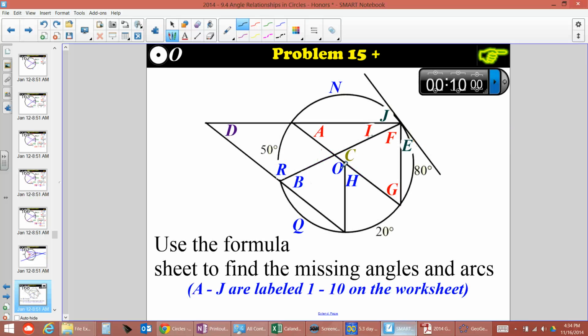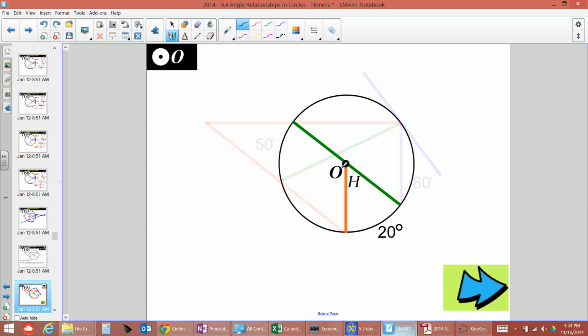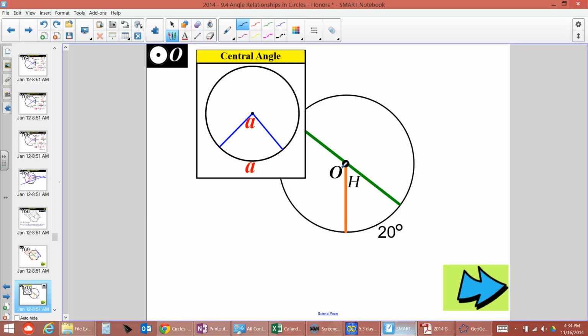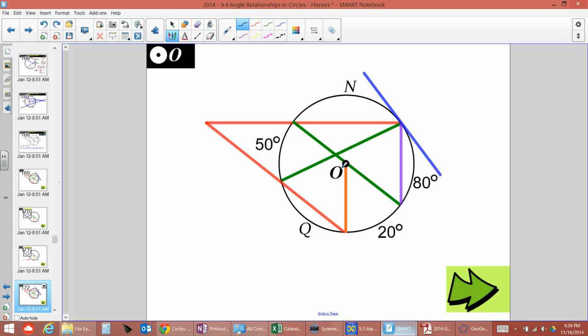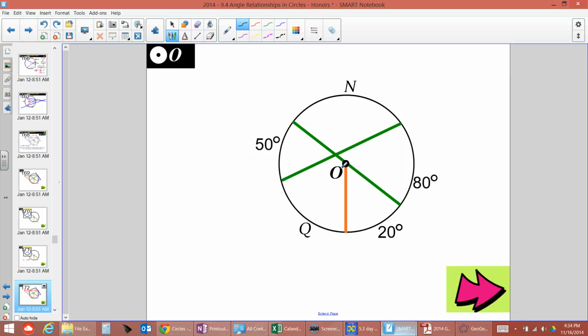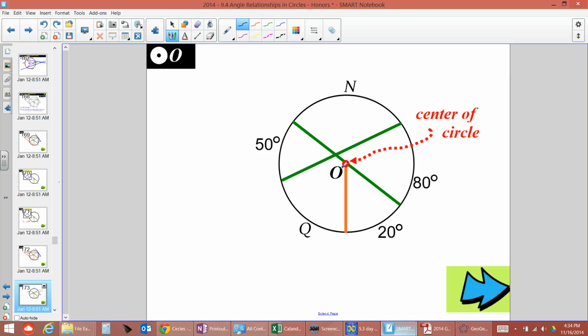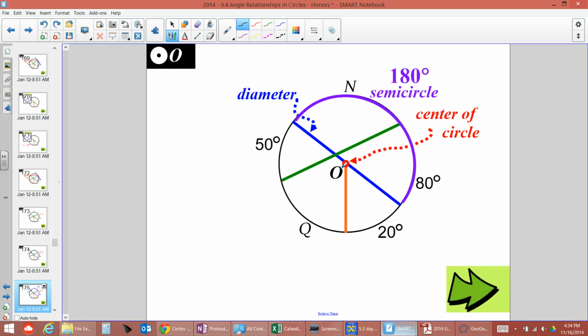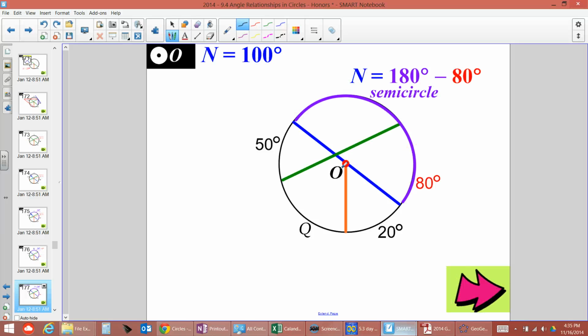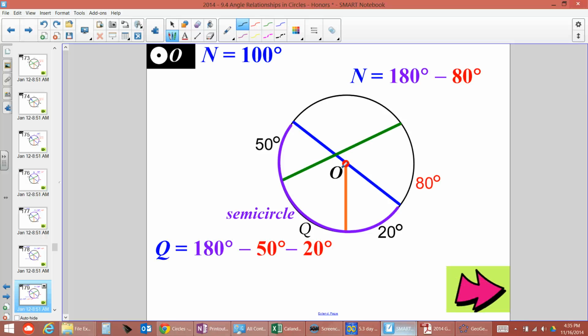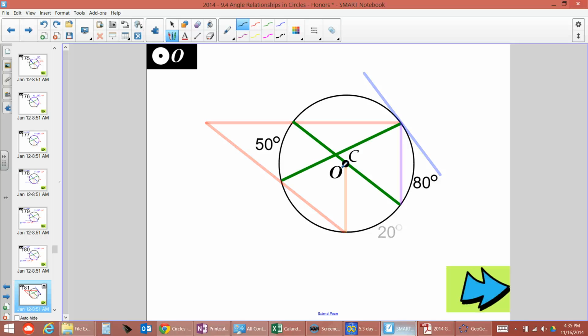All right, now this one is another one that's extra credit, or just like the extra credit question. But it's a pretty impressive concept. You just isolate each piece. Central angle, therefore H is 20. Okay, we look here and we say we've got intersecting chords. We've got the center of the circle there. We're on a diameter. That gives us a semicircle of 180. Therefore, N is 180 minus 80. And this is going to be 180 minus 50 minus 20. So Q is 110. That gives us all those pieces.